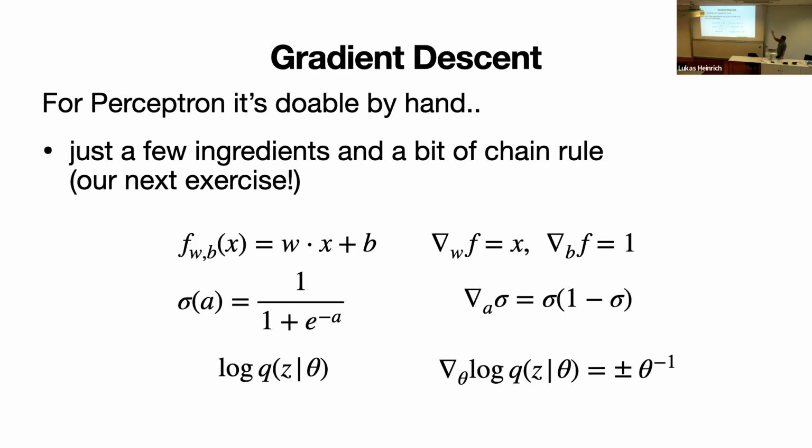But for a perceptron, you can imagine it's not a complicated function. It's a linear function. How do you differentiate a linear function? You know how to do it. And sigmoid is also easy to differentiate. The logarithm is easy to differentiate. So you'll be able to do this by hand. But even this simple function is going to be super annoying to actually code up.